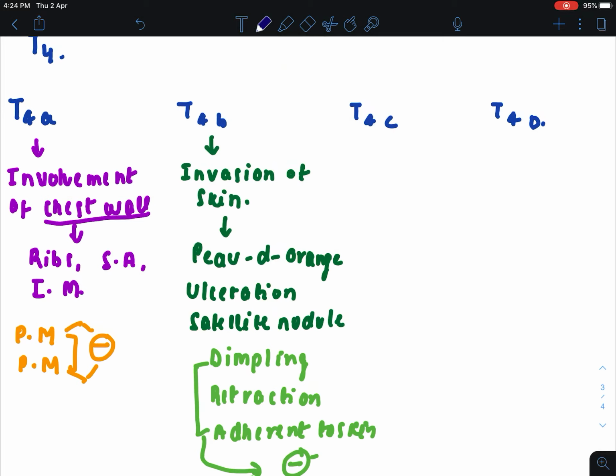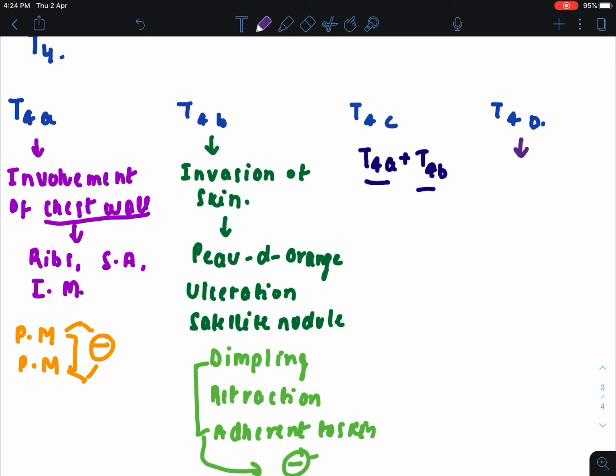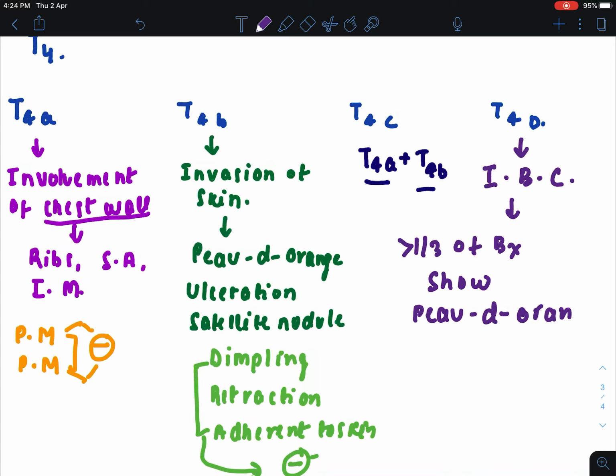T4C represents T4A plus T4B, means the involvement of chest wall and involvement of skin. T4D represents inflammatory breast cancer. Inflammatory breast cancer means more than one third of breast shows peau d'orange, and T4D has the worst prognosis. We have completed the T of TNM. Now we will see the N of TNM.